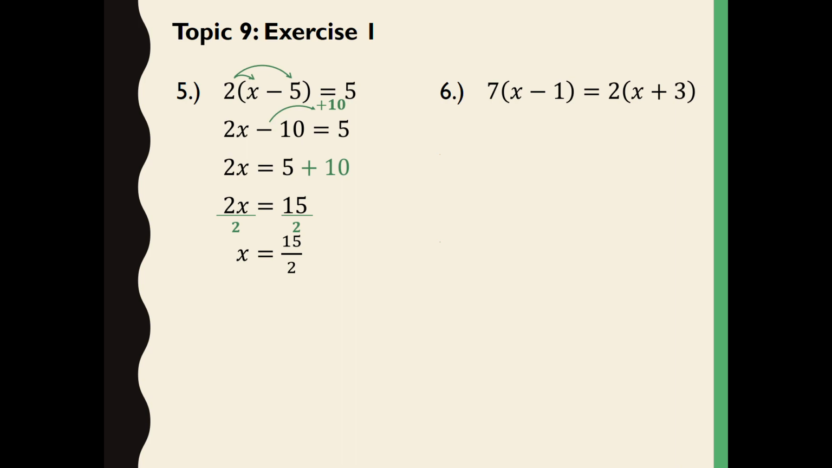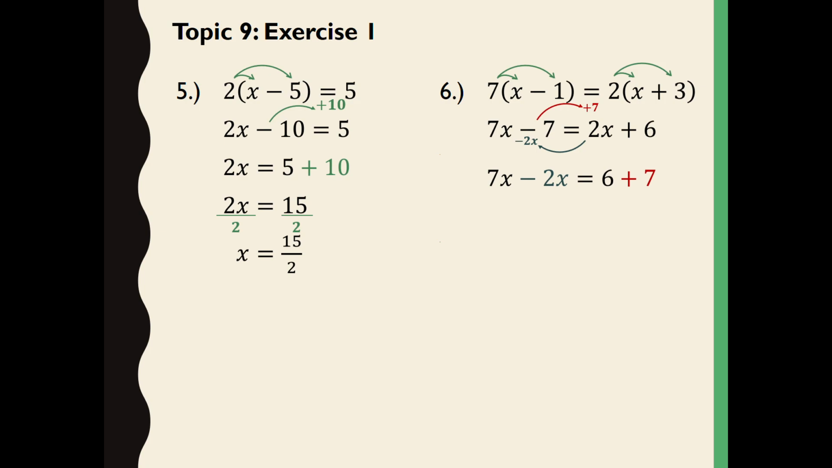Alright, the next one I'm going to do the same thing, so I'm first going to distribute. So 7 will be distributed into the first bracket, 2 will be distributed into the second bracket. So I'm going to have 7x minus 7 is equal to 2x plus 6. Then I'm going to take my negative 7 over the equal sign and add it. And I'm going to bring my x's to the left-hand side, so I'm going to bring the 2x over, so it'll become negative 2x. If I write it, that's what it looks like.